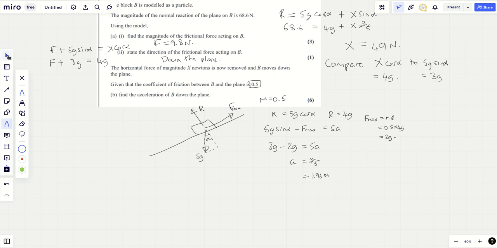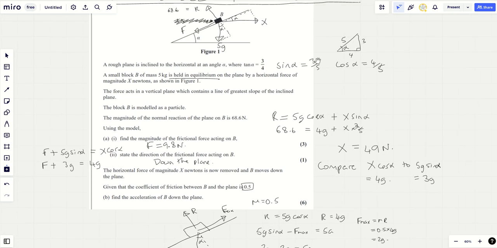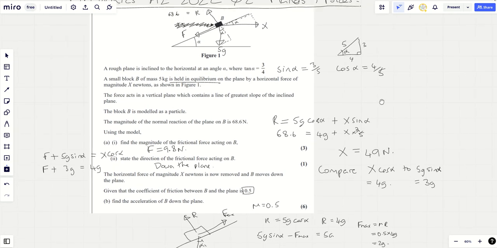I thought that one was quite nice, a bit of a weird start. Have you noticed though that part B didn't really depend at all on part A, apart from the prep work? Do the prep work, that's always important.